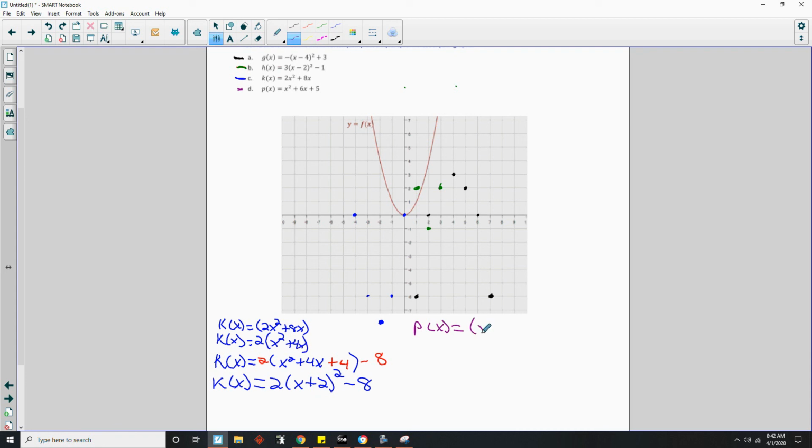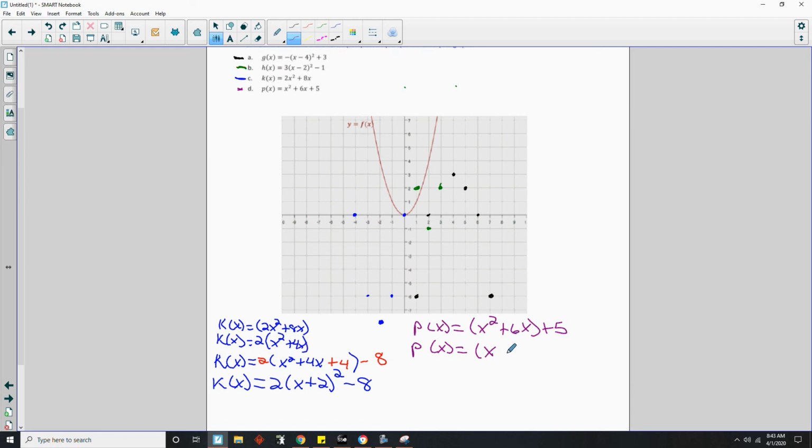I'm going to put the variable terms in parentheses, step 1. I am then going to factor. A is already 1, so I don't need to factor. So there's not going to be a vertical stretch or compression, or a flip. It's just going to be shifted left, right, up, down. So I'm going to complete the square.